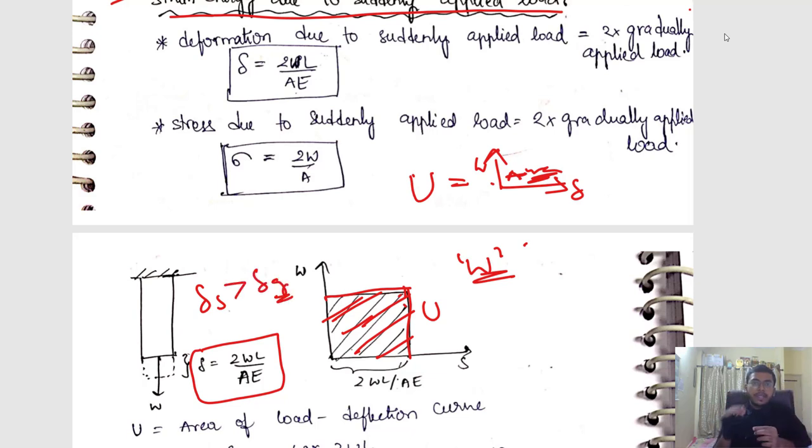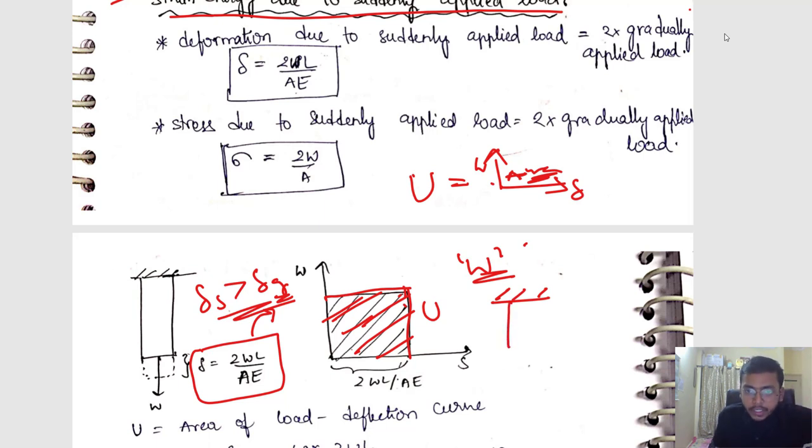See, you are gradually applying load, but here all of a sudden you are applying load, so the deflection will be a little more, right? How much more deflection will there be? It will be twice that of the gradually applied load. Okay, let me explain what is happening. Please try to concentrate, because this concept won't be taught in any coaching center or any university.